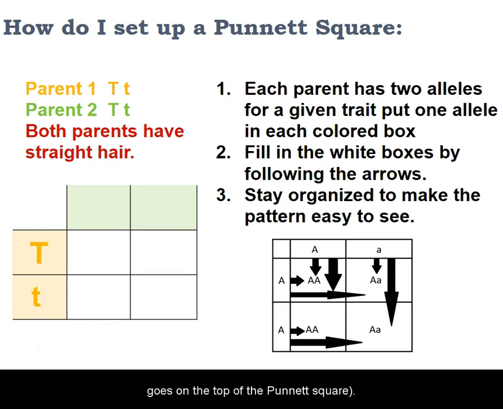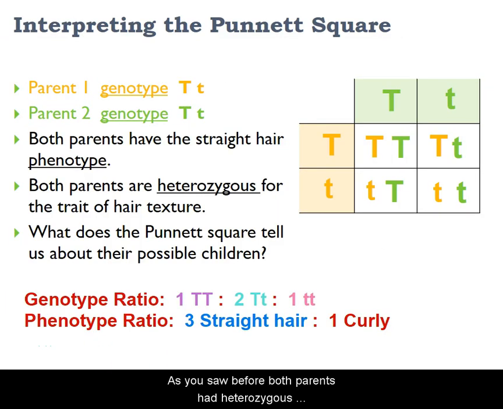Parent 2, typically the mother, goes on top of the Punnett square. We then fill the chart as shown. As you saw before, both parents had heterozygous genotypes and straight hair phenotypes. What does the Punnett square tell us about their possible children?